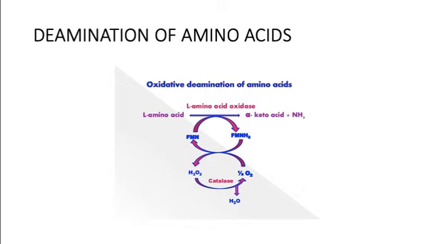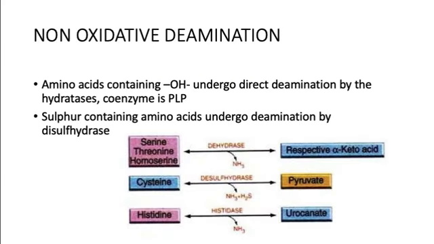So next we'll go on to the non-oxidative deamination. Amino acids containing the hydroxyl group undergo direct deamination by the hydratase. The coenzyme required here is PLP. The sulfur containing amino acids also undergo deamination by disulfide hydratase enzyme. The hydroxyl containing amino acids are serine, threonine and homoserine.